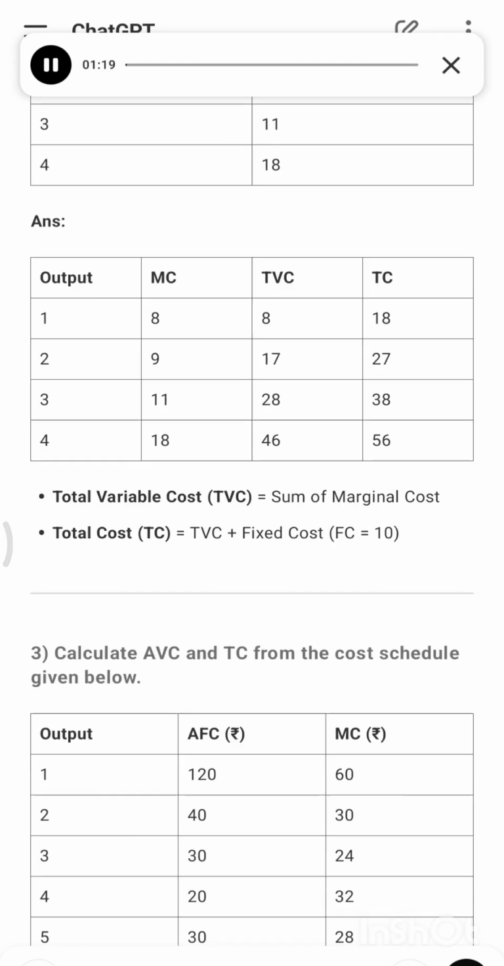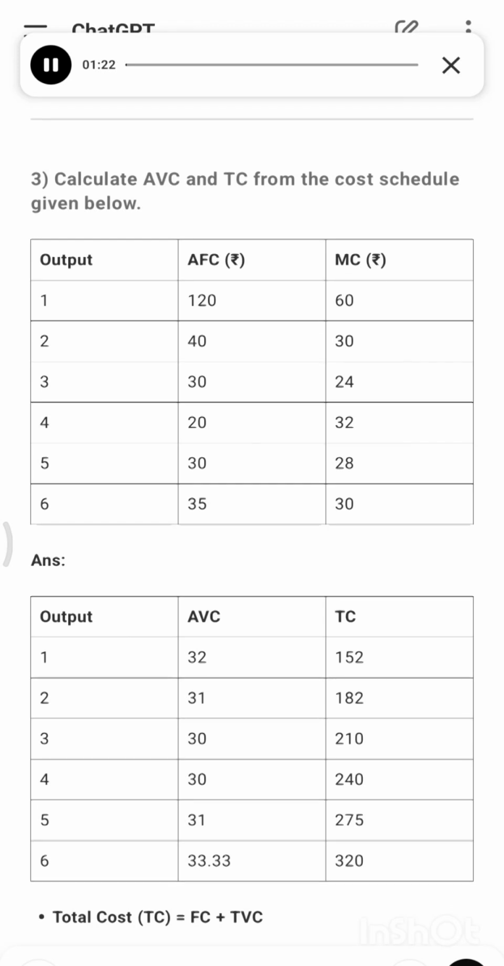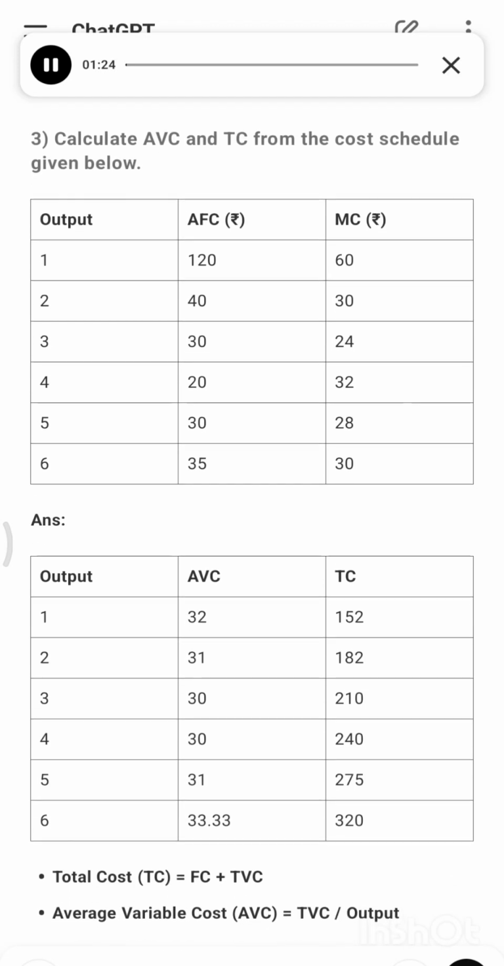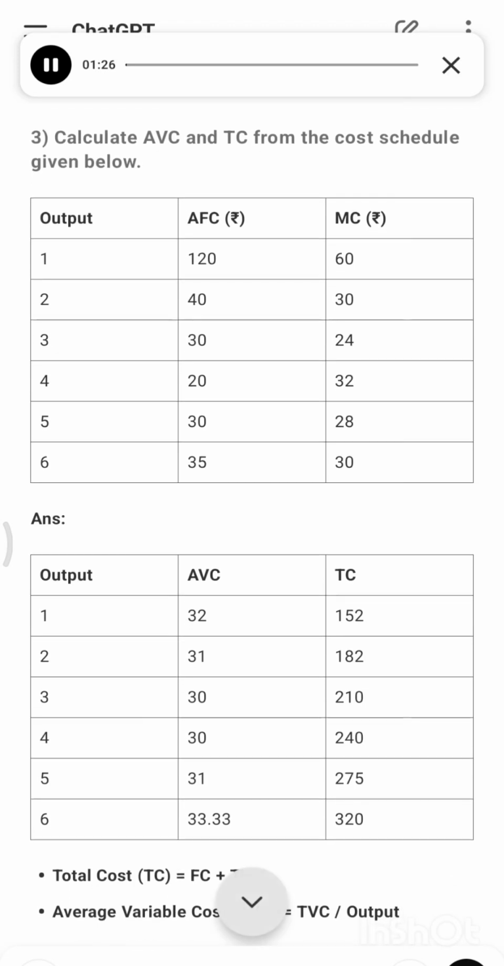3. Calculate AVC and TC from the cost schedule given below. Output, AFC, MC: 1, 120, 60; 2, 40, 30; 3, 30, 24; 4, 20, 35. Output, AVC, TC: 1, 32, 152; 2, 31, 182; 3, 30, 210; 4, 32, 245; 6, 33.33, 320. Total cost, TC, equals FC plus TVC. Average variable cost, AVC, equals TVC over output.